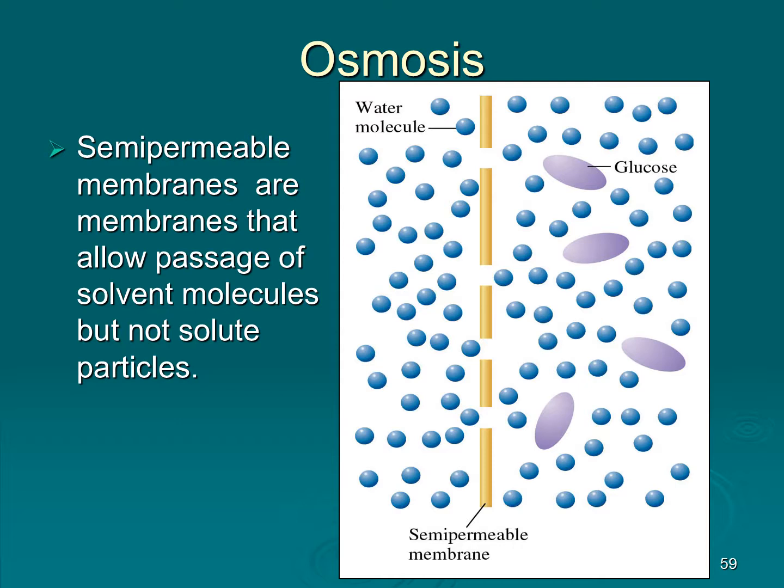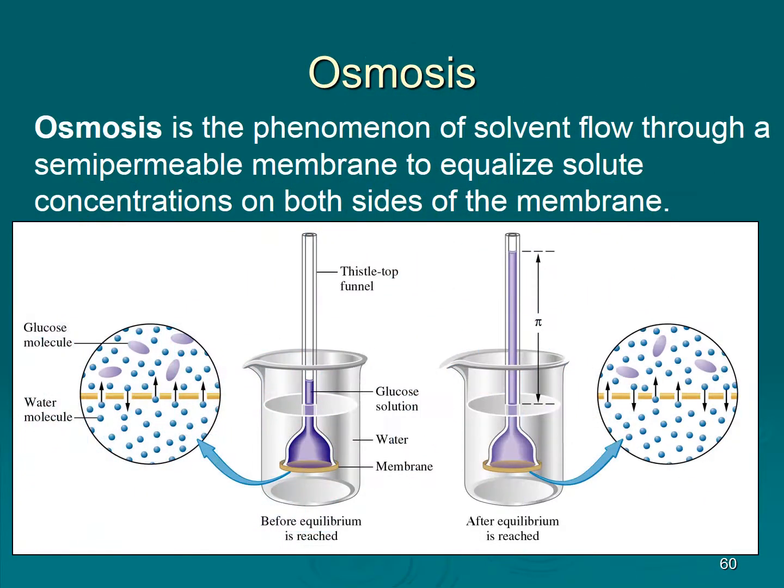If you have something called a semi-permeable membrane, which is the orange dashed line in the picture, it's a membrane that allows solvent molecules, very small molecules, to pass through, but does not allow the larger solute particles to pass through. So it's semi-permeable, only lets some things through. Osmosis is the phenomenon of water, or whatever the solvent is, flowing through the membrane to equalize concentration on both sides of the membrane.